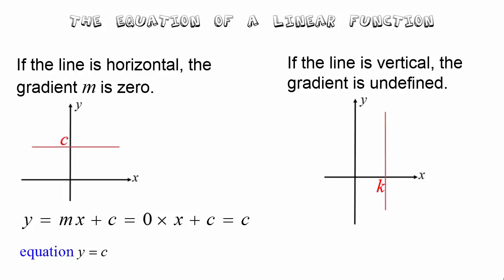Alternatively, if we have a vertical line as shown, we know that the gradient is undefined. In this case, if the vertical line passes through the x value of k, then the equation for the linear function becomes x equals k.